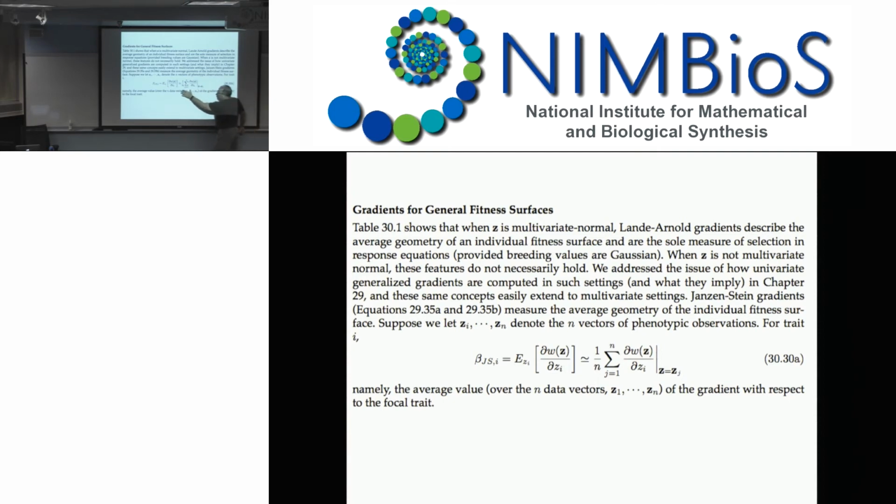So their way of computing this beta, remember, if Z is multivariate normal, if I simply do a linear regression of fitness on traits, I get beta back out again. Beta equals this. If data is not multivariate normal, if I wanted to find my gradient as the expected curvature of the individual fitness surface, then I can compute these things numerically. And I can do that for these non-parametric estimates.